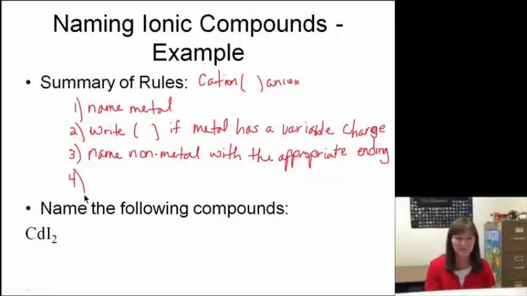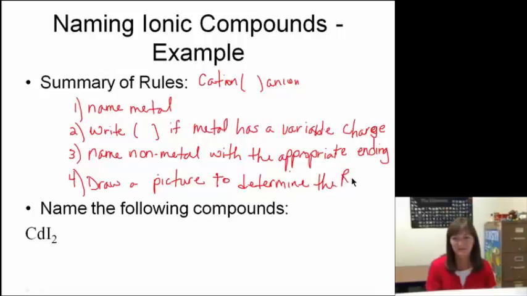And then step 4 is to draw a picture if you needed Roman numerals, to determine the Roman numeral. So you can skip step 4 if your metal has a fixed charge. So if you didn't write down parentheses, you can just skip drawing the picture. So let me show you what I mean by drawing the picture. Actually, this won't be an example of that. The next one is. But let's follow these rules. The first step, name the metal. So capital C, lowercase d is cadmium. So we're going to write down cadmium.